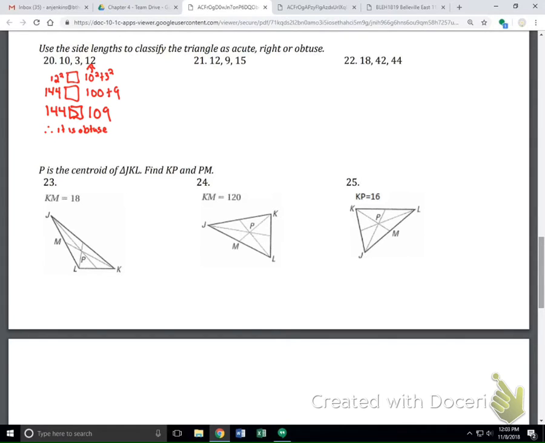Okay. 15 squared box 12 squared plus 9 squared. We have 15 squared, which is 225. Box 144 plus 81. Okay, when we add that right-hand side, what do we get? 225. So is 225 greater than, less than, or equal to? Equal to. When it's equal, what do we know? It is a right triangle.